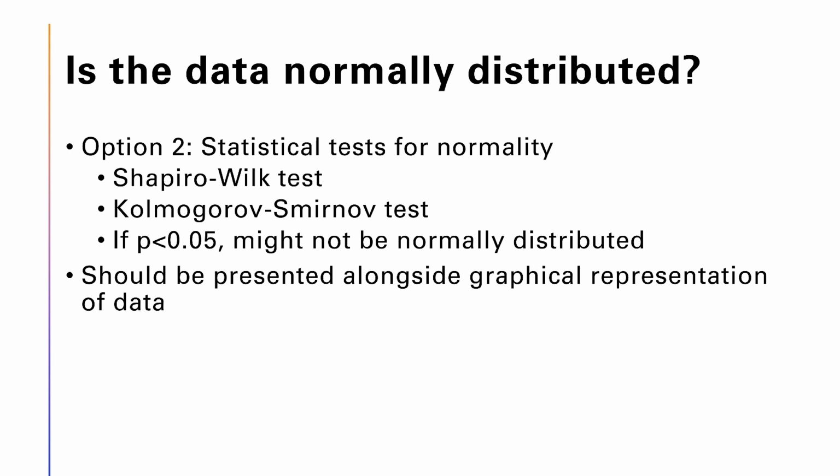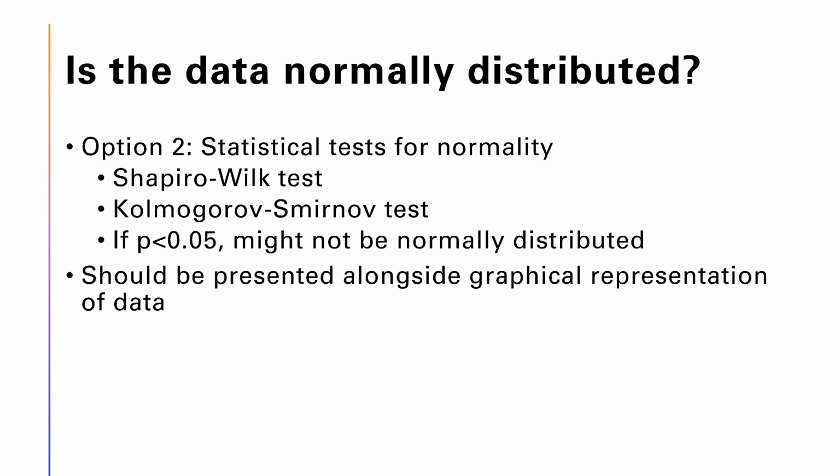Both of these tests can easily be run in commonly used statistical software. In terms of how to interpret it, the test will output a p-value for the hypothesis that the data follows a normal distribution. If the p-value for this test is less than 0.05, that provides evidence that the data might not be normally distributed. But again, like what we have previously mentioned, these tests are greatly affected by sample size.